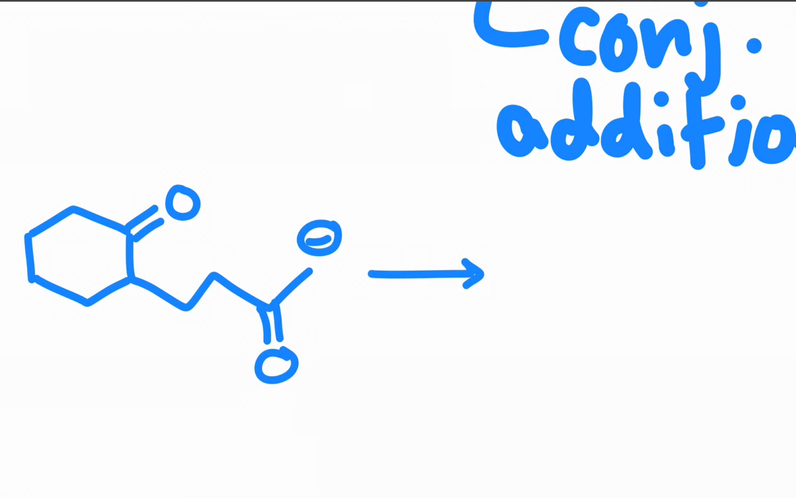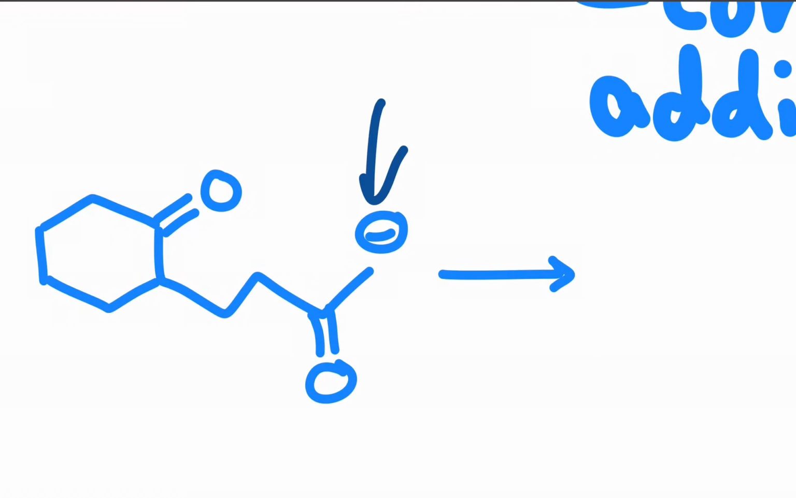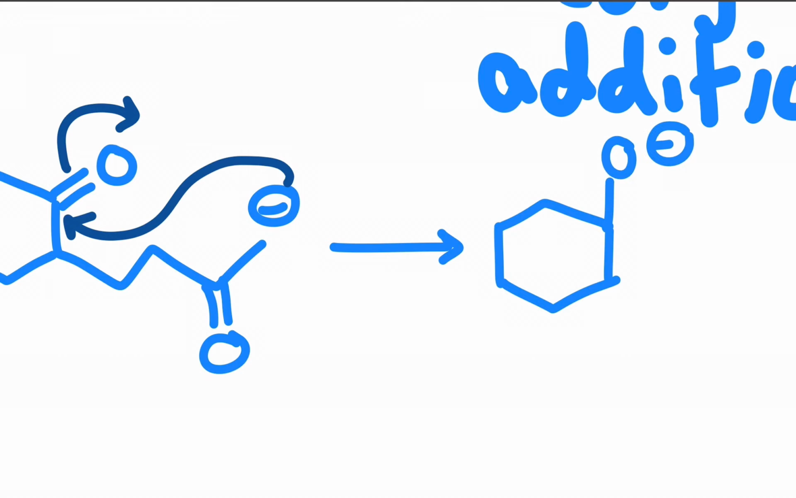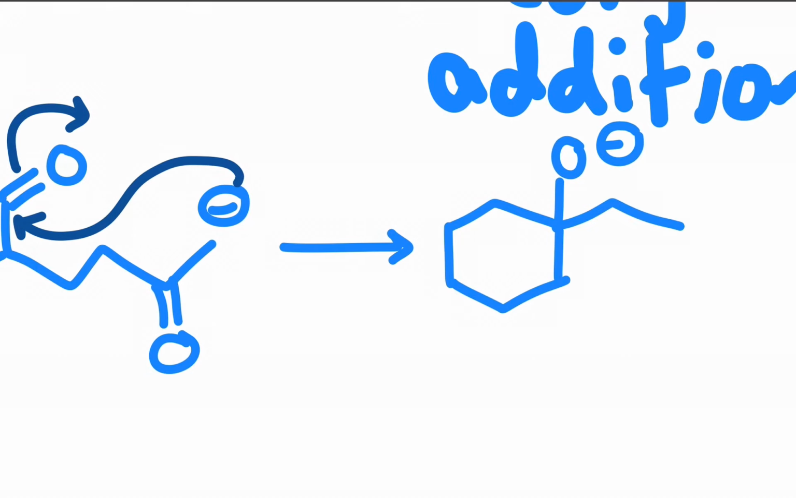How does this work? It cyclizes. That alpha carbon will form a bond with the other carbonyl. This is the beginning of an aldol addition. So that carbon now has an oxygen anion on it and a whole 6-membered ring. And we still have this ketone.